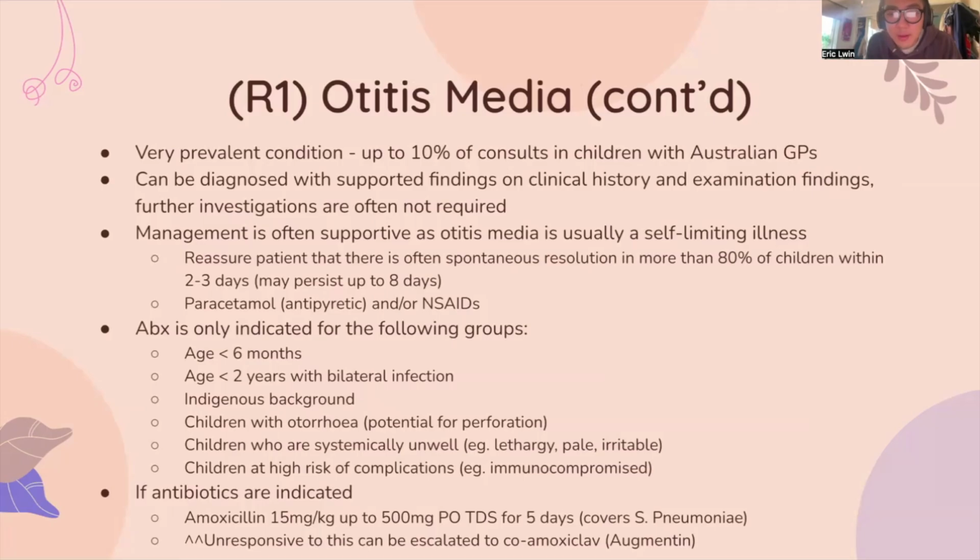Children who are systemically unwell usually present as febrile, but if they are pale, irritable, and potentially have deranged vitals, they would be indicated for antibiotics, and so would children who are immunocompromised, as they have high risk for complications. If antibiotics are indicated, which they're only indicated if the children are in one of those groups, then you can give amoxicillin, which covers for strep pneumoniae, and if they're unresponsive, they can be escalated to augmentin, which gives greater gram-negative coverage.